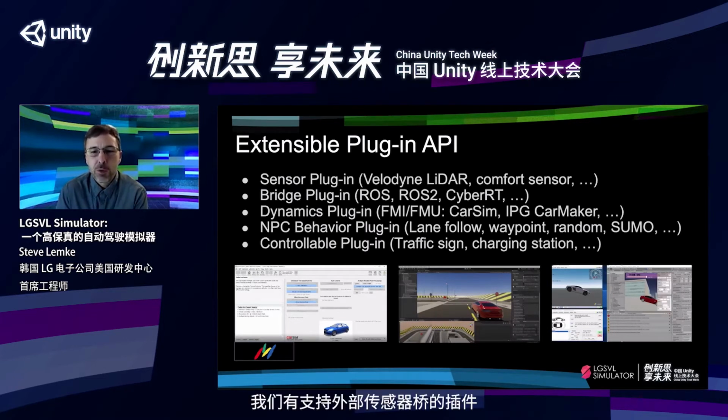We have plugin support for external sensor bridges to further improve performance and to make it easy to support other sensor frameworks and proprietary AD stacks. Because we support FMI and FMU, co-simulation is possible with traditional automotive simulators such as CarSim, IPG CarMaker, MATLAB Simulink, and others. You can see examples of CarSim and CarMaker co-simulation here.